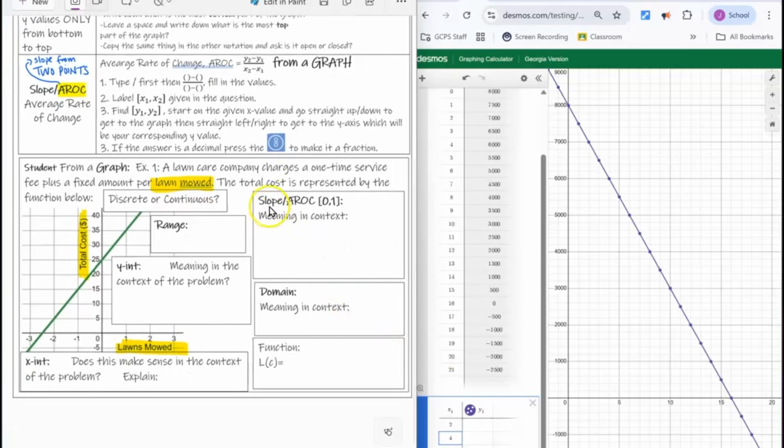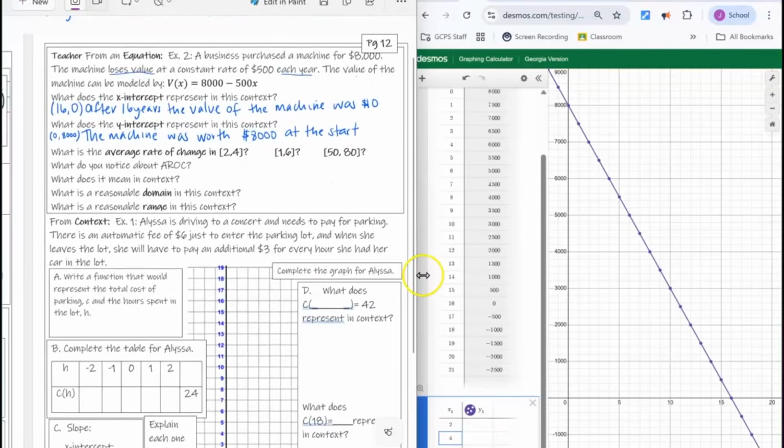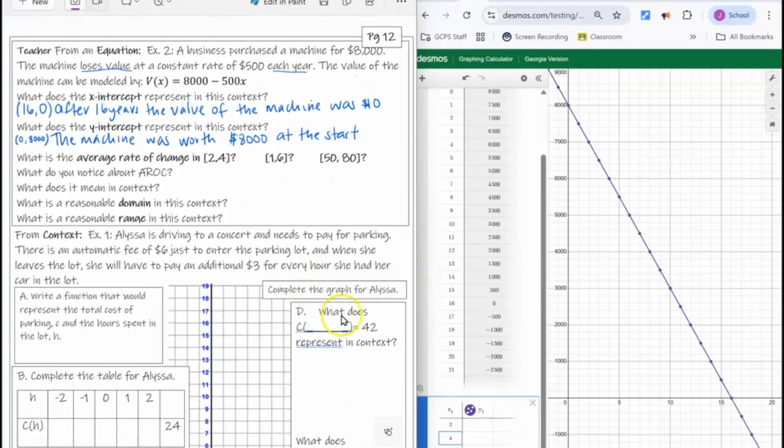Okay, for you, what are your 2 points? So here's your slope, average rate of change. Here are your 2 points, 0 and 1. So in your table, you should have 0 and 1. Then you're going to go see what your y values are for when x is 0 and when x is 1. I'm not going to do it for you. I'm doing it for me, and then I'm going to check your understanding of yours. So what is the value when x is 2? So for me, 2 is 7,000.